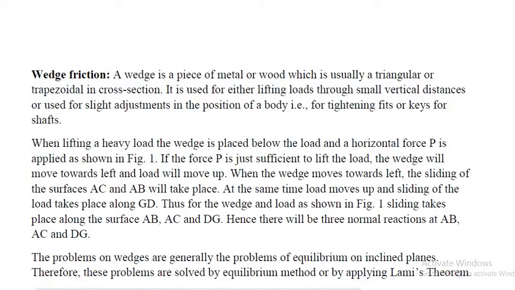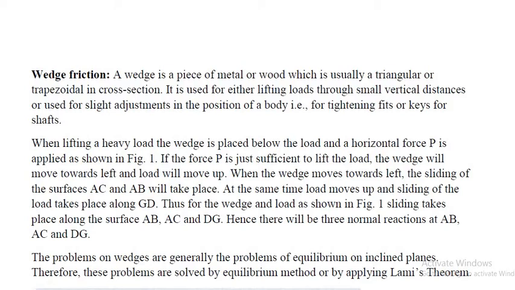So, a wedge is a shape that can be made of either metal or maybe wood. It is of either triangular or maybe trapezoidal shape. Generally, it is used for lifting heavy loads for small vertical distances, or for slight adjustment in the position of a body, like tightening fits or keys.